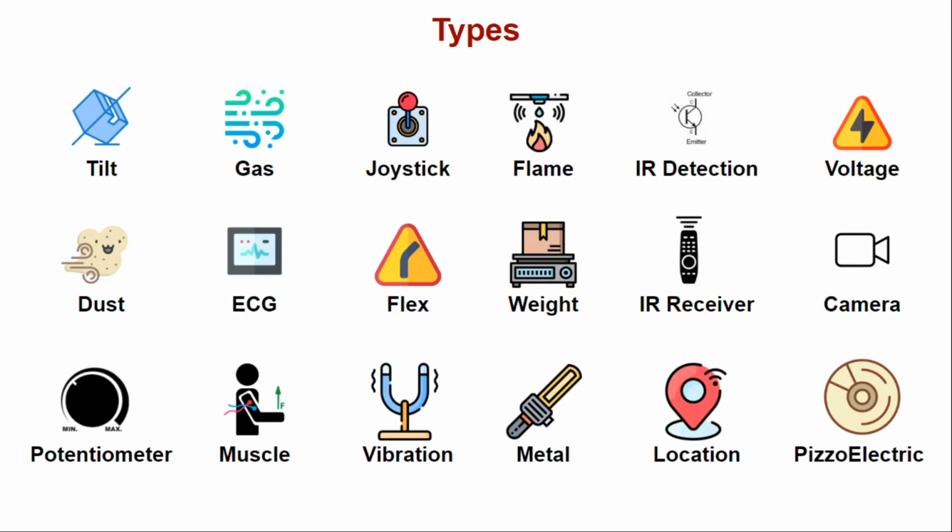We have vibration sensor, then metal detection. Many of you have seen the same device with the people. It is a ring kind of structure which detects the metal. We have location, basically GPS and our location based devices. Then we have piezoelectric where it detects the pressure.